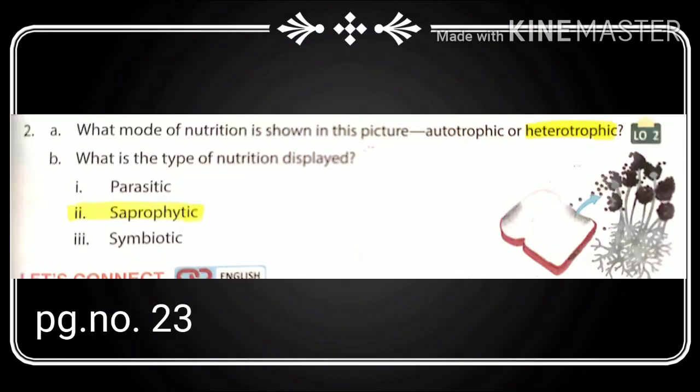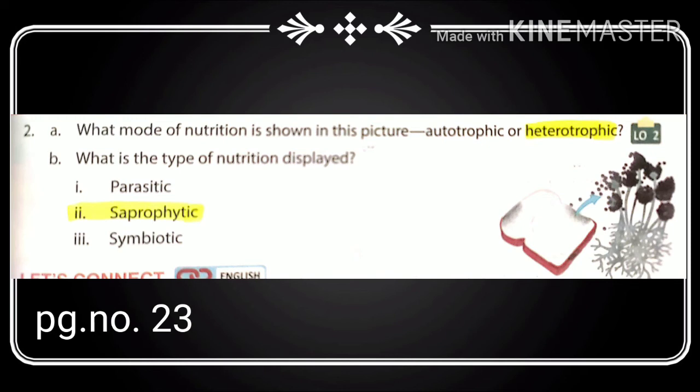Now the second question from let's observe on page number 23. The first question is, what mode of nutrition is shown in this picture? Autotrophic or heterotrophic? For that, see the diagram. It is of rotten bread, and on rotten bread, what kind of growth are you finding? It is the growth of fungi. And what kind of nutrition do fungi follow? It is heterotrophic. So the answer is heterotrophic.